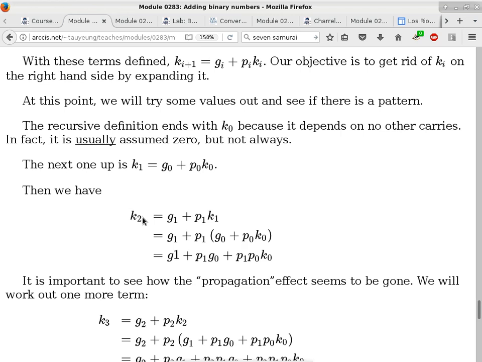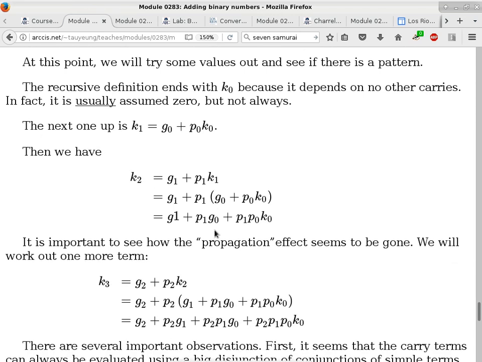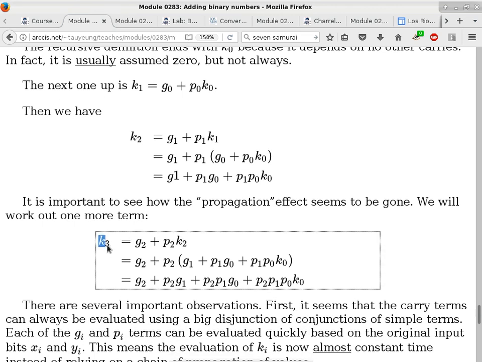But if I know K2, I can do the same trick to K3. When I look at K3, this is the definition of K3. K3 by definition relies on K2. But since I know what K2 looks like, I expand that in place. I look at K2 and go, I know what K2 is. K2 is blah, blah, blah. So whenever we look at K2, we just expand it here. And then we end up with a K3 that is only expressed using the P terms, G terms, and K0, which is an input pin. Is that okay?